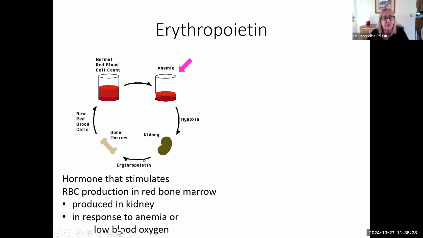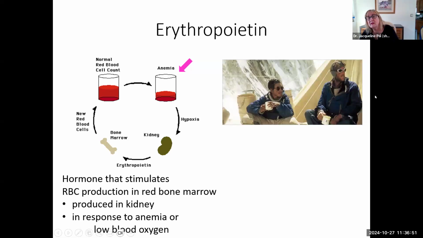The kidney secretes erythropoietin, which travels in your blood to the bone marrow. It triggers stem cells in your bone marrow to make new red blood cells. And when they are mature, they get kicked out into your blood. And then your blood count will rise back to normal. And you will no longer have your anemia.